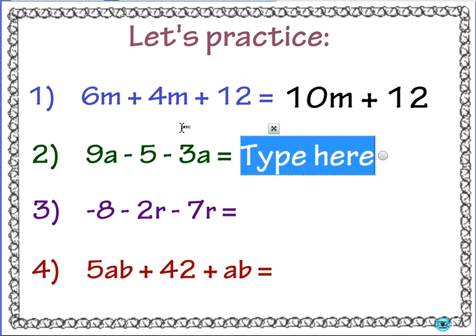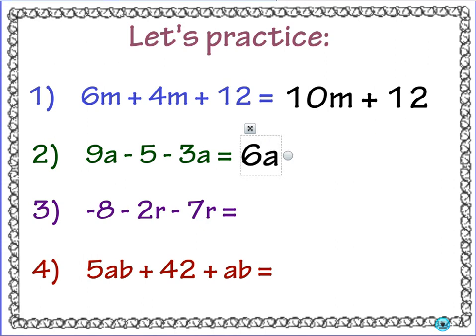My next example, how many A's will I end up with in the end? Be careful. Remember, the sign in front of a number stays with that number. That means I'm subtracting 3 A's from whatever I originally had. 9 A's, taking away 3 A's, leaves me with 6 A's, and I'm going to include my minus 5 anyway.